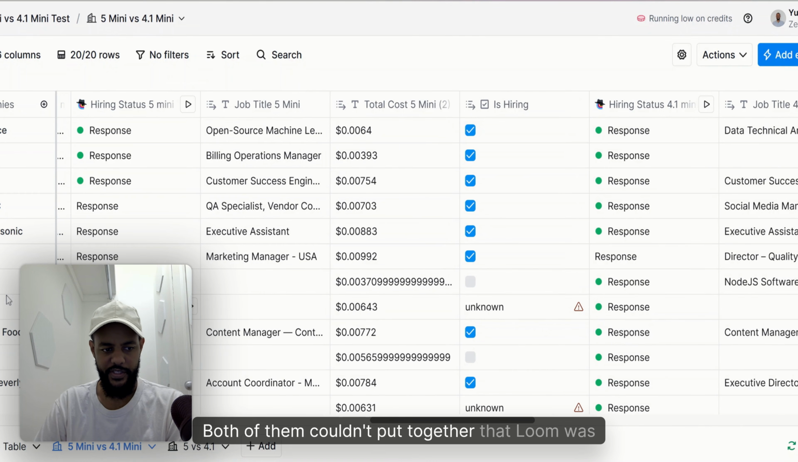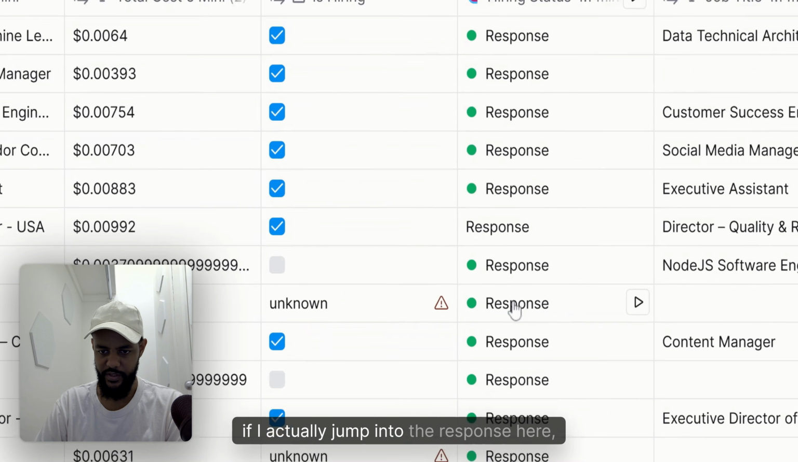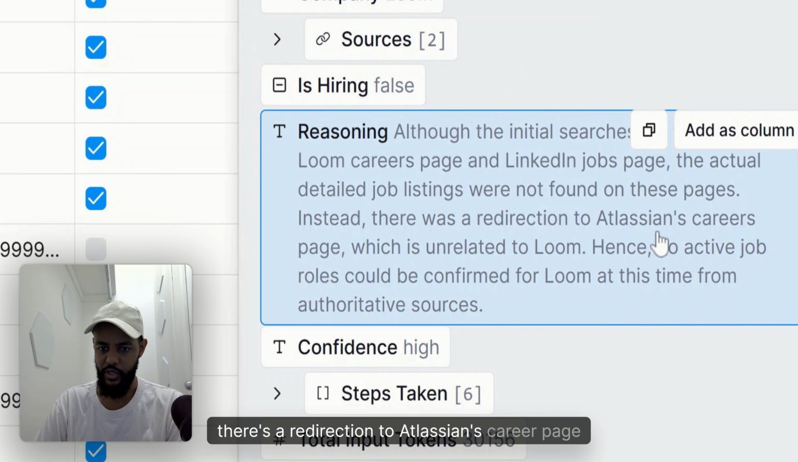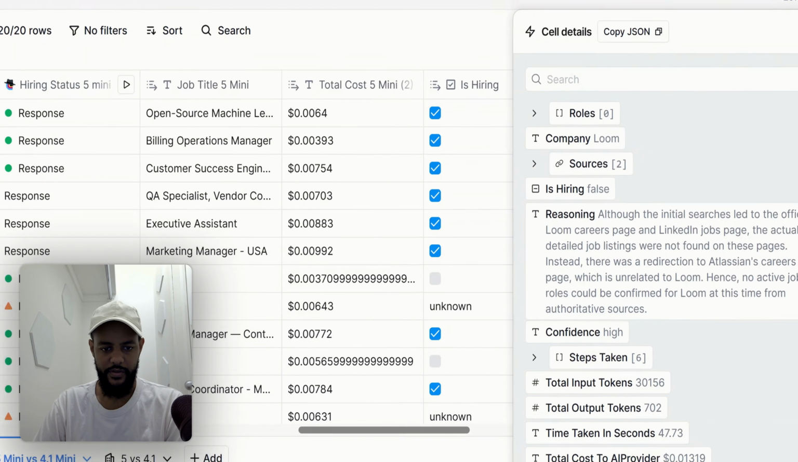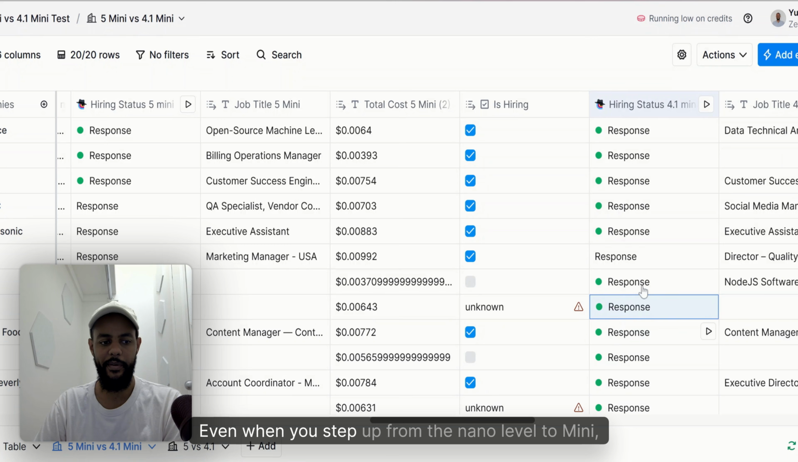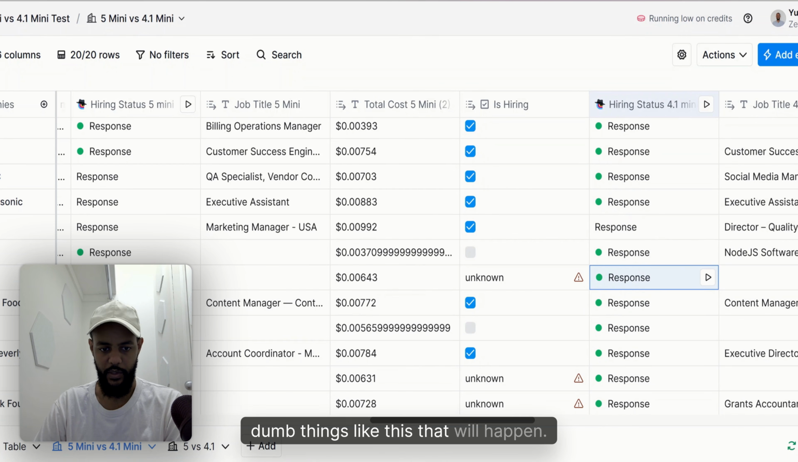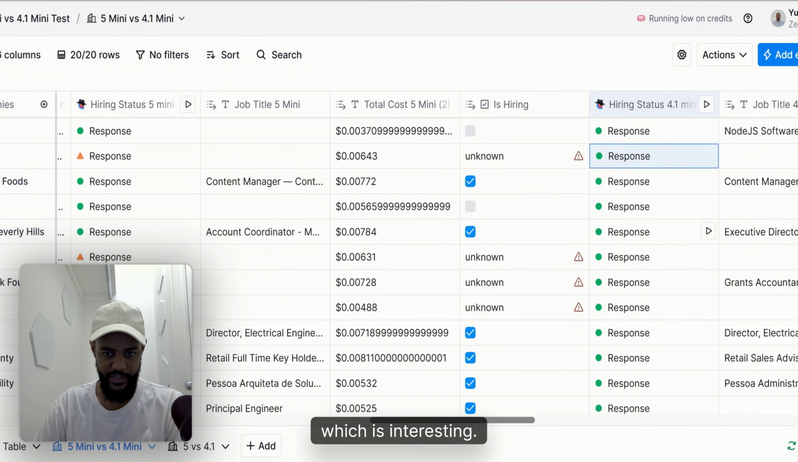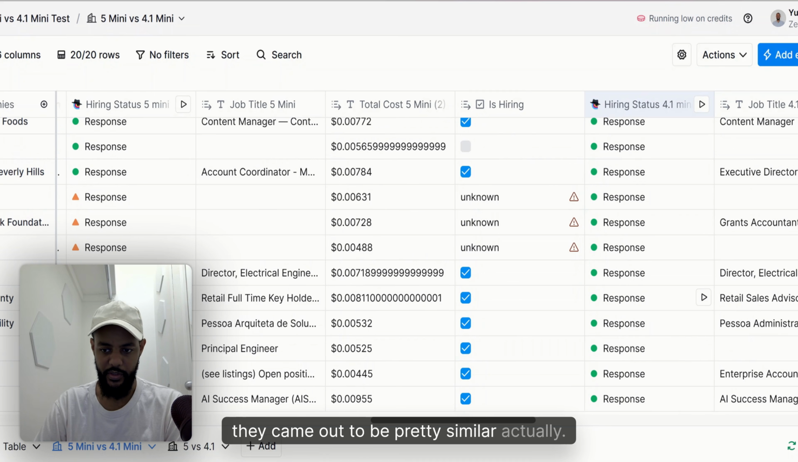There's some interesting results found here. Both of them couldn't put together that Loom was acquired by Atlassian. If I actually jump into the response here, there's a redirection to Atlassian's career page, which is unrelated to Loom. It is related to Loom. So there are still mishaps. Even when you step up from the nano level to mini, there are still dumb things like this that will happen, which is interesting. But in terms of performance, they came out to be pretty similar, actually.